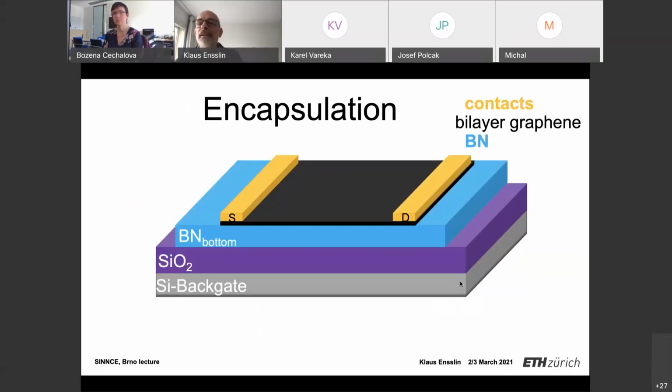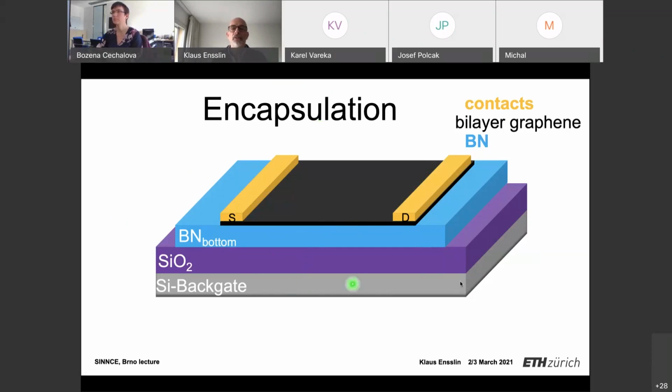So how do we test this now in a transport experiment? So here is our stack that we assemble. This is now not MBE. This is done by sticky tape, by picking up flakes, by putting flakes on top of each other, and then by using e-beam lithography, etching, and metallization to make contacts and stuff like that.